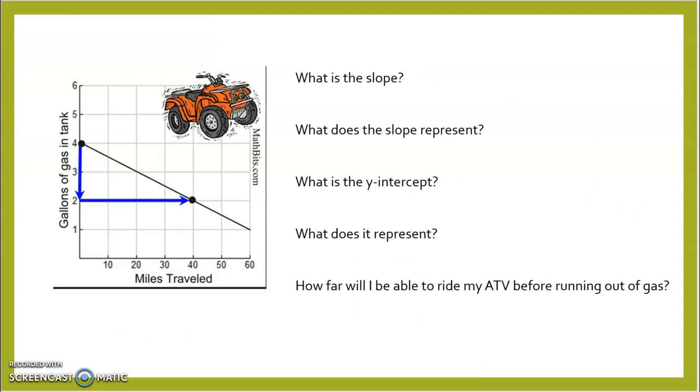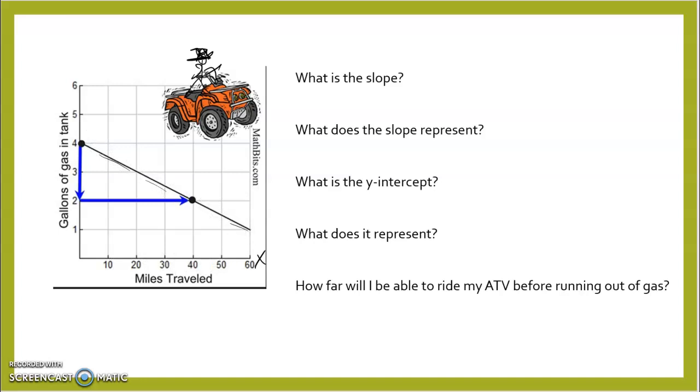Here's another example. What is this graph even showing? Well, we have an image, so we're doing something with an electric vehicle, a 4-wheeler. We used to ride these when we were kids. That's a helmet. So along the x-axis, you see the miles traveled, and the gallons of gas in the tank. So it makes sense that the more you travel, the less gas you're going to have. So our line is going down. As the x values increase, the y values are decreasing.